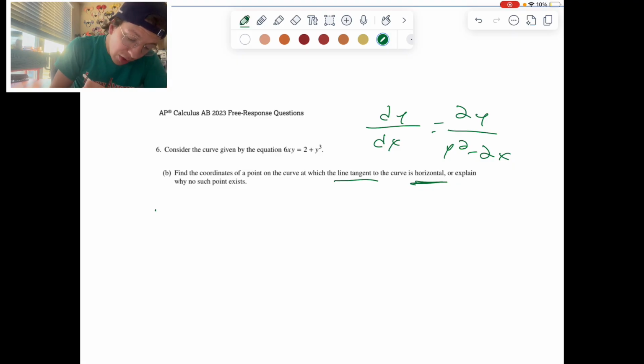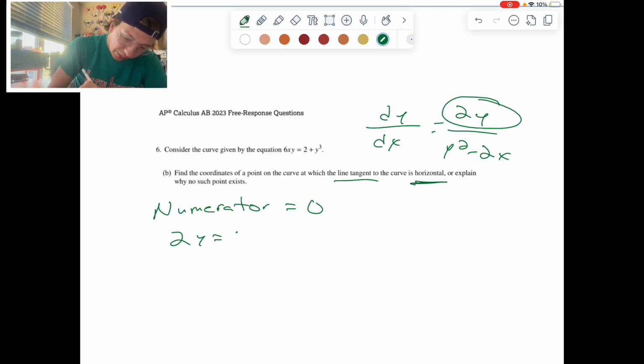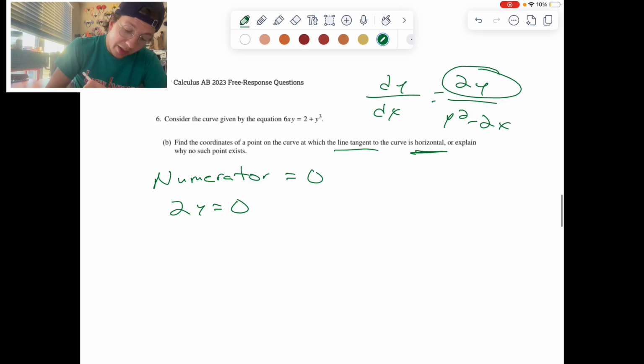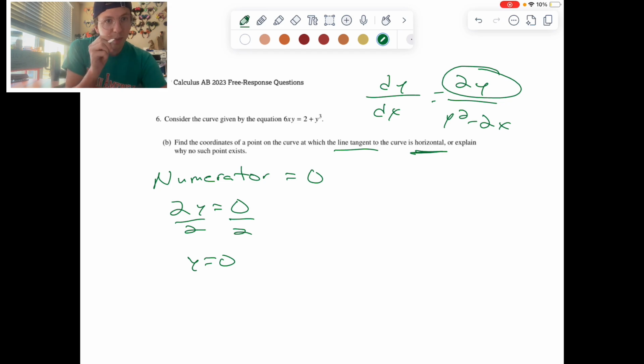So I'm going to set my numerator equal to 0. So here in that case, my numerator is 2y, so I'm going to set 2y equal to 0. I then divide by 2 to both sides. I get y is equal to 0. Now, this situation needs to be true on our curve. Our curve is that 6xy is equal to 2 plus y to the 3. So guess what? I need to show that when y is equal to 0, aka when we have a horizontal tangent line, what coordinate does that correlate to on our curve?